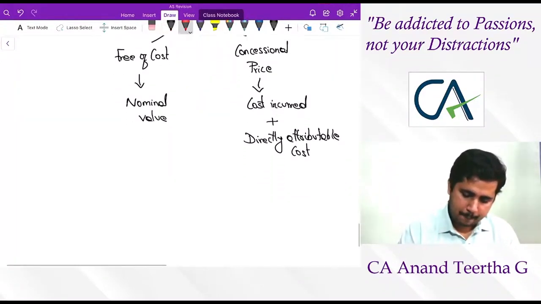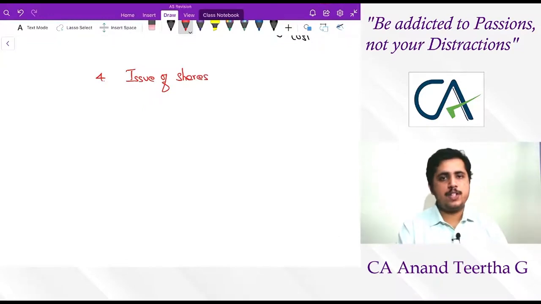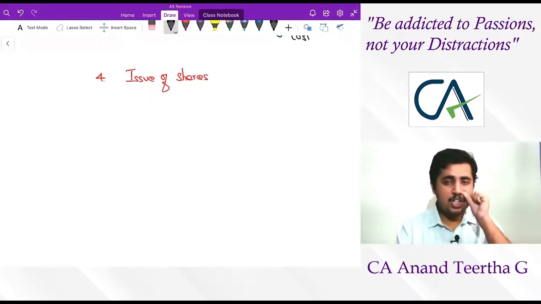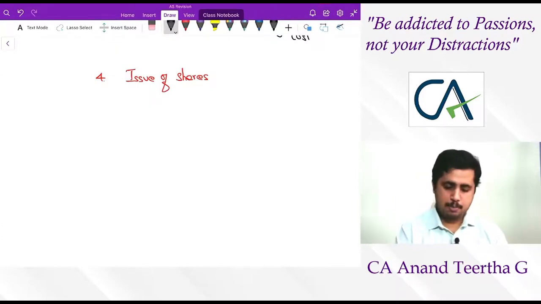Then fourth, issue of shares. So to get an intangible asset, you are going for issue of shares. You are not paying anything. Instead, you are going for issue of shares. You issue shares in place of intangible asset. How is capitalization supposed to take place?